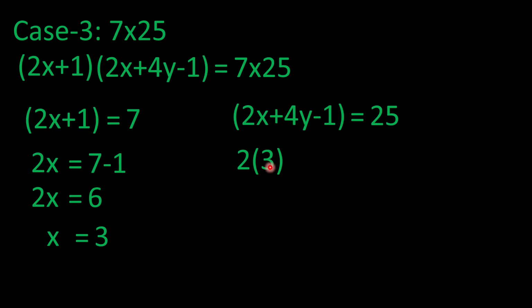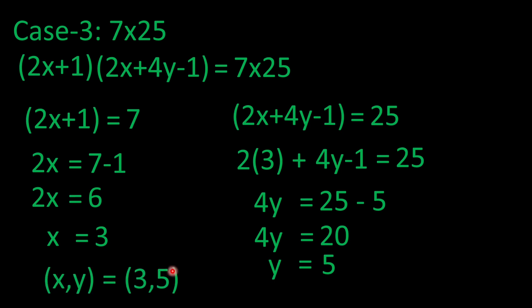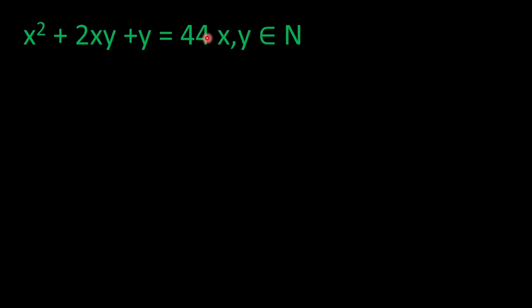And now we will put this x equals 3 over here. So this will become 2 times 3 plus 4y minus 1 equals 25. And now this 2 times 3 means 6 minus 1, which is equal to plus 5, and we will shift plus 5 to the other side of the equation. So overall our equation will become 4y equals 25 minus 5, and then 4y equals 20 and y equals 5. So this was our third case, and now we have the values of x and y, which are 3 and 5. So we have solved all these three cases.